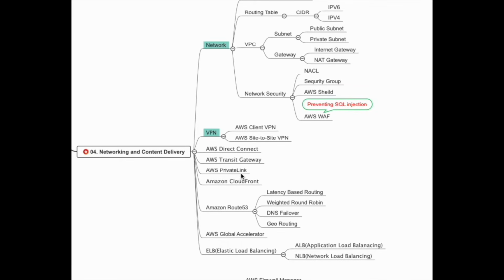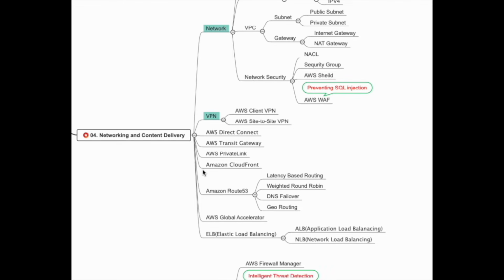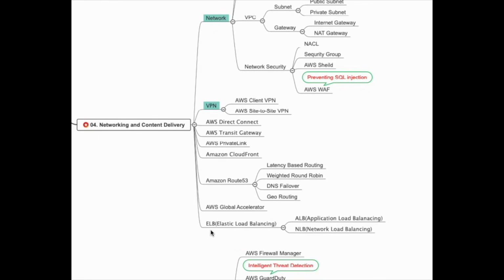In addition, there are 3 content delivery services: CloudFront, a content delivery network CDN service, Route 53, an AWS DNS service, and AWS Global Accelerator, which reduces latency by quickly transmitting content using a high-speed network. Lastly, there is the Elastic Load Balancing ELB service that functions as a load balancer to adjust traffic to ensure high availability. We will look into it in detail during the lecture on the service topic.